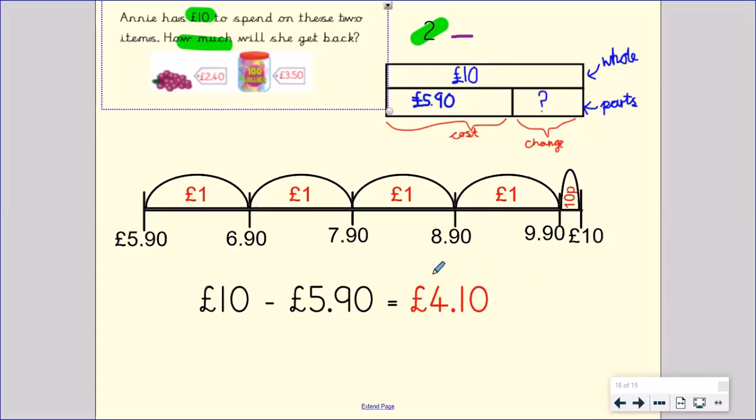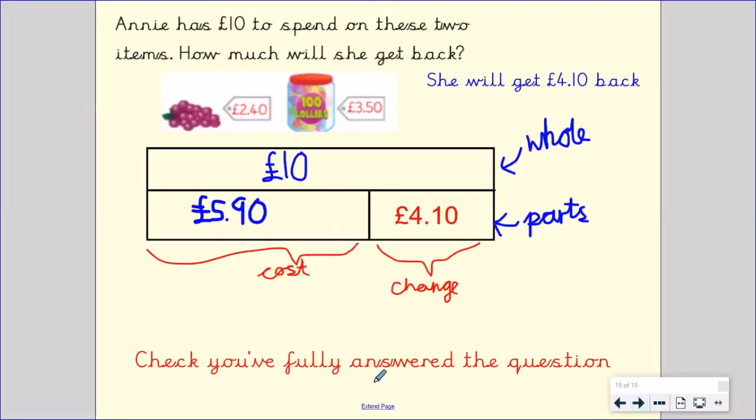Okay, so now I have found how much my total cost is, that's £5.90. I've found out how much money I'm going to get back after I spend £10, which is my change. So let's find out, have I completed the question fully? So the question was, Annie has £10 to spend on these two items. How much will she get back? Putting my answer into a sentence, she will get back £4.10. Okay, so notice that I have now filled in my bar model with all of the information that I know, and I can see that this is my change and this is how much I spent.